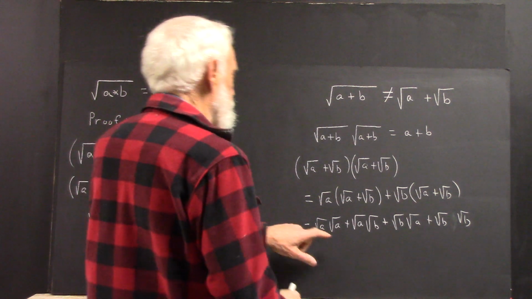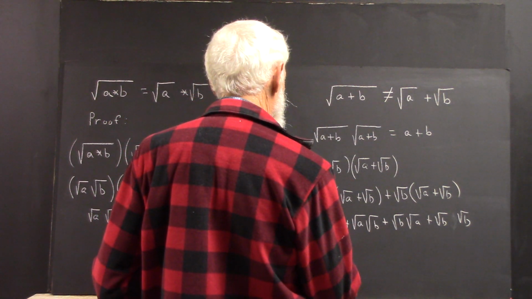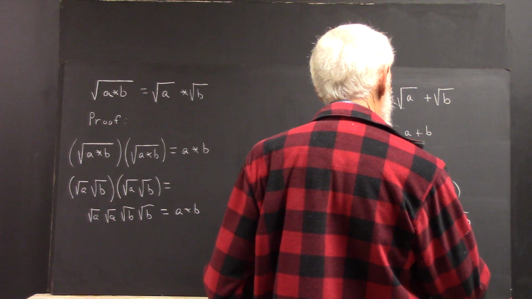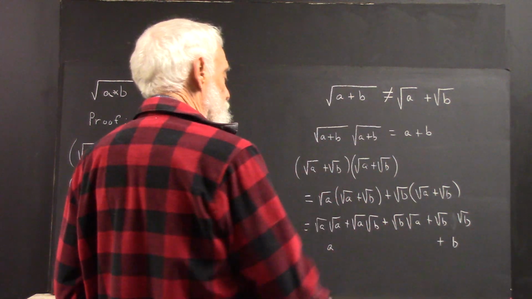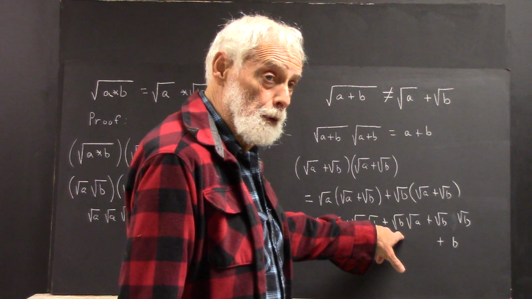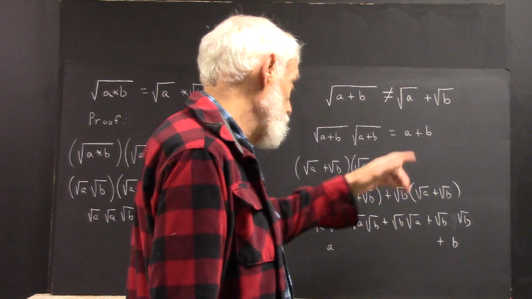Then, of course, the square root of A times the square root of A is A. The square root of B times the square root of B is B. But I've got these 2 terms here. And unless either A or B is 0, neither of these 2 terms is 0. They're both positive, and in fact, they're both equal.